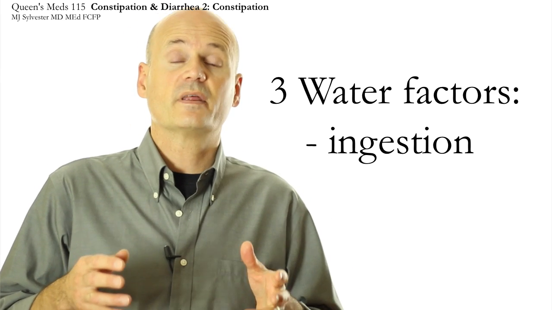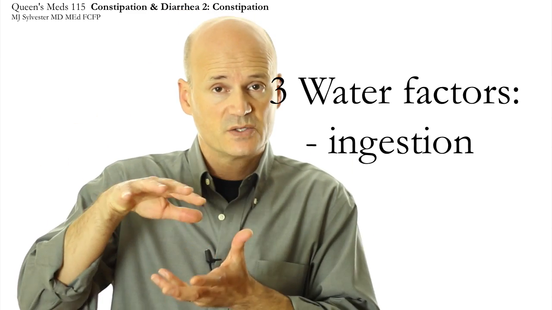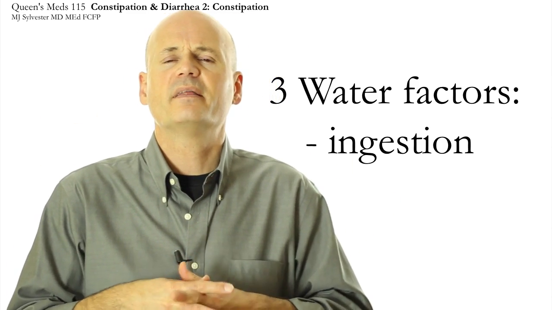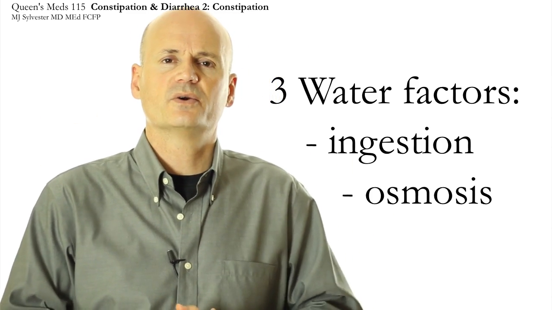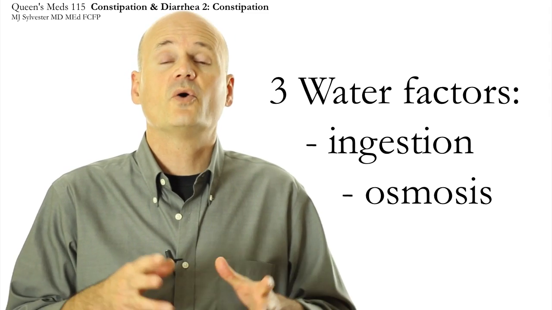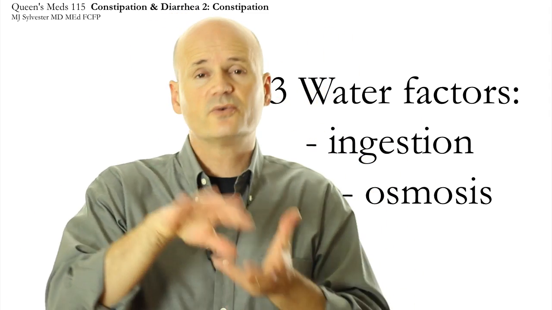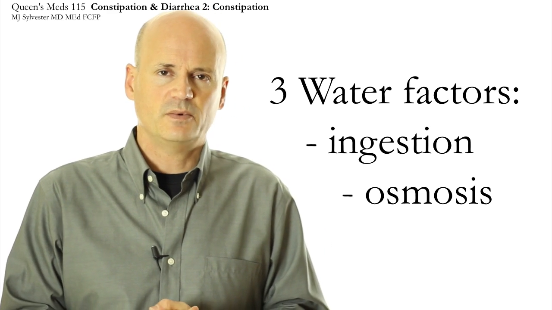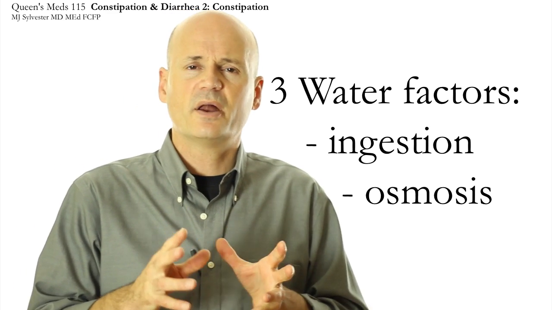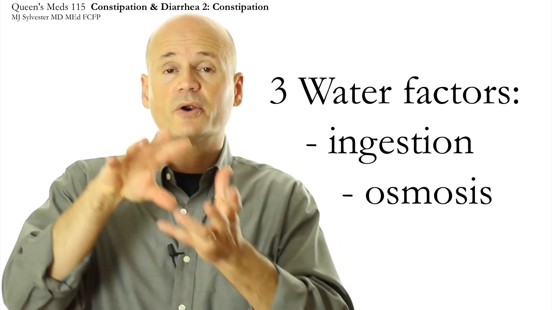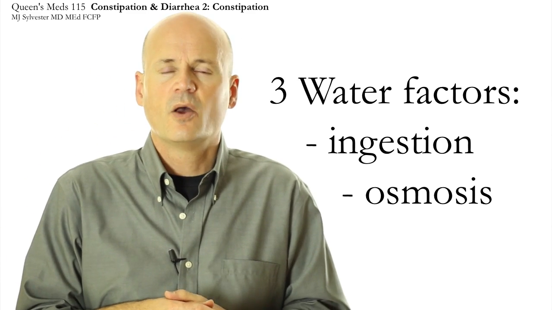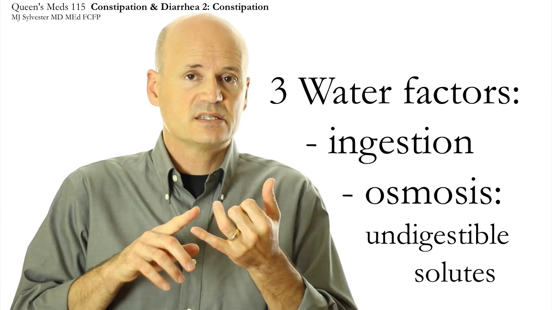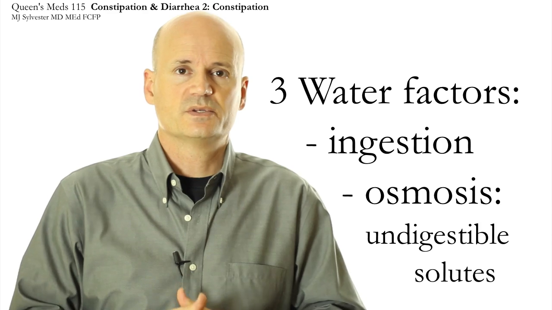The second factor that will influence how much water makes its way to your large intestine will be the osmotic effect of what you consume. Now, in order for solutes to make their way all the way through the intestine and to remain in the lumen, they have to be undigestible. So when we talk about the osmotic effect holding on to water even into the large intestine, we should be thinking about undigestible sugars and other solutes.